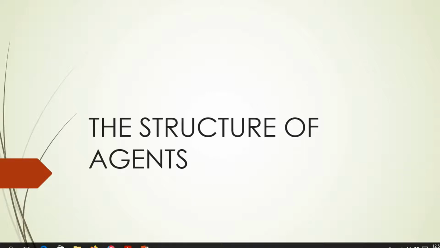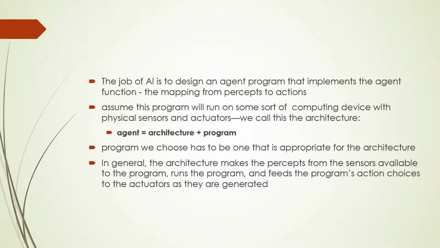Welcome back. We are continuing our talk on agents. So, having understood the basics of agent behavior, we want to be able to develop an agent. That's the basic job of artificial intelligence: to design an agent program that implements the agent function. That is the mapping from the percepts to the actions.